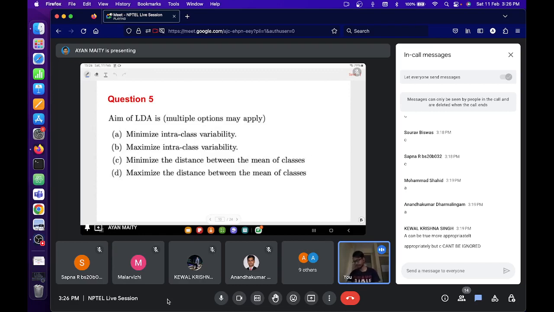So this is question 5. Aim of LDA; multiple options may be correct. LDA is linear discriminant analysis, which is part of week 3 content. Aim of LDA is: minimize intra-class variability, maximize intra-class variability, minimize the distance between the means of classes, maximize the distance between the means of classes.